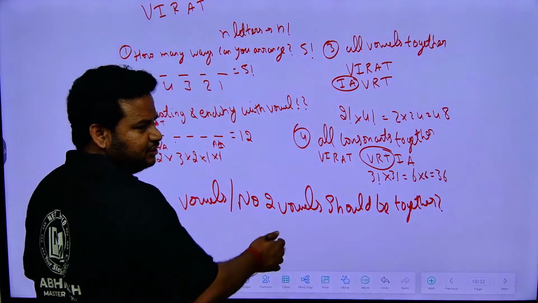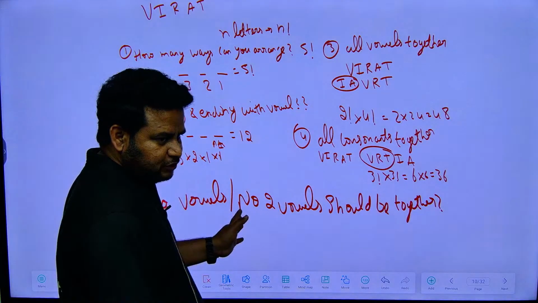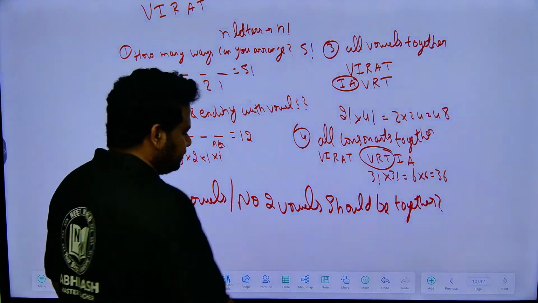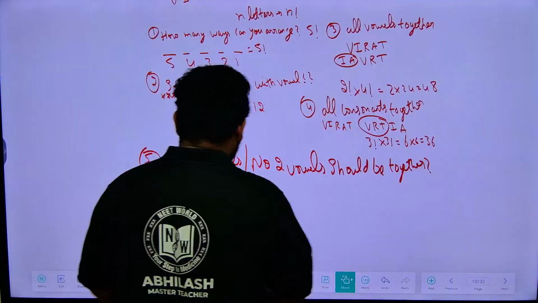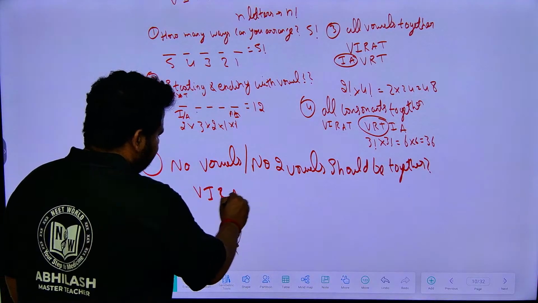How many ways can you arrange the letters of the word Virat such that vowels should not be together, or no two vowels should be together? That time what will you do? First you will arrange what? Consonants. We are having Virat. First you will arrange what?